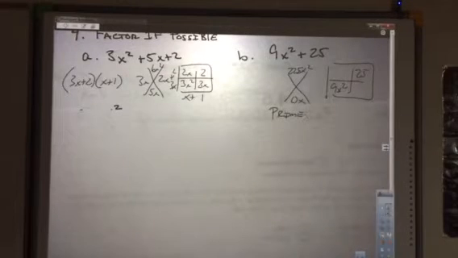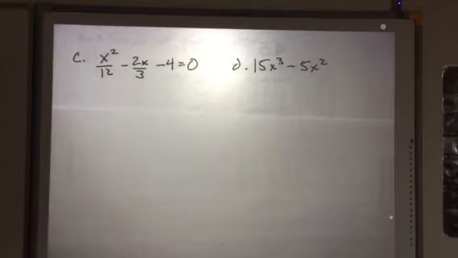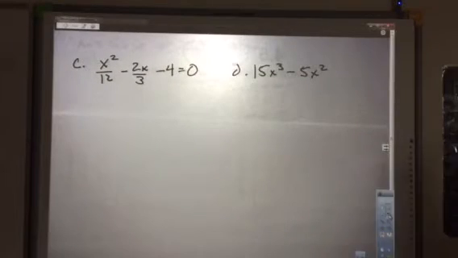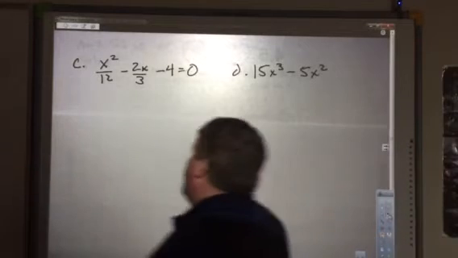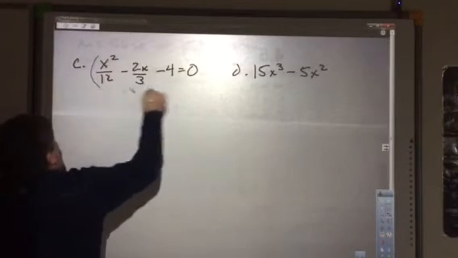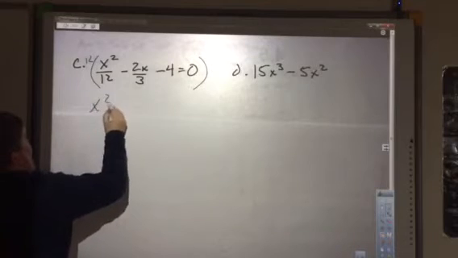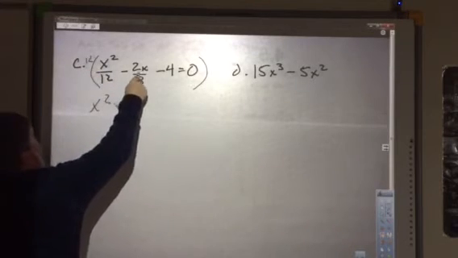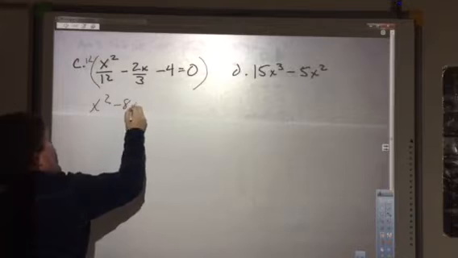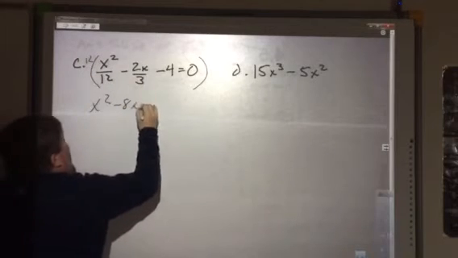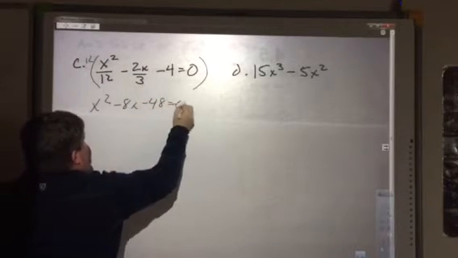Now on C. C and D are kind of special occasions. On C, I'm going to get rid of my fractions by multiplying everything by 12. So I get x squared. 12 times -2x is -24x divided by 8 is -8x. 12 times -4 is -48.